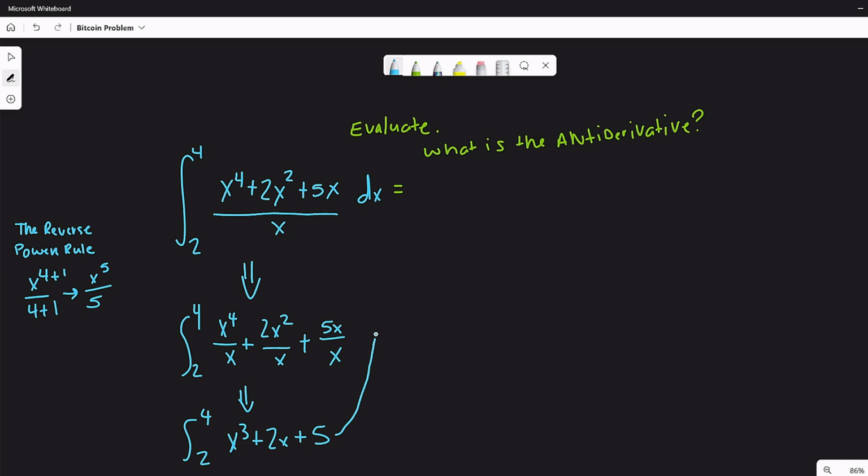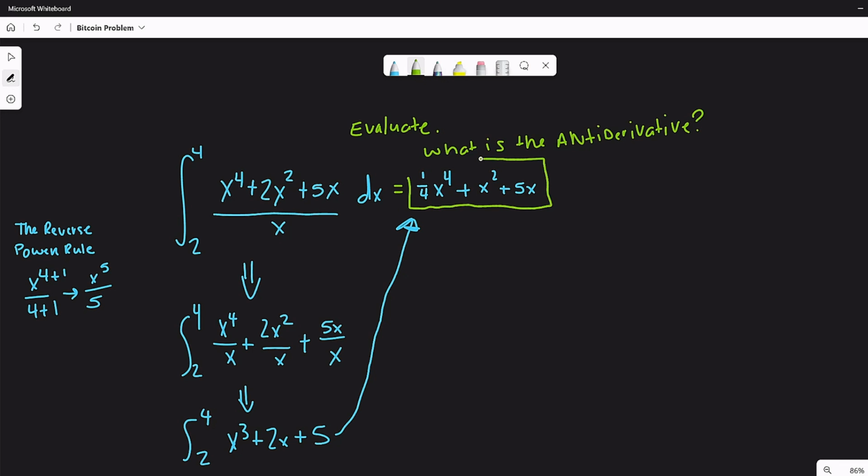And if we bring it up here, the reverse power rule of x to the third would be 1/4 times x to the fourth, plus the reverse power rule of 2x. So imagine it's x to the 1 power. Now it's going to be x to the second power over 2, which is just x squared. Plus, imagine that this is 5 times x to the 0 power. So now it's going to be 5x. And there is our antiderivative.